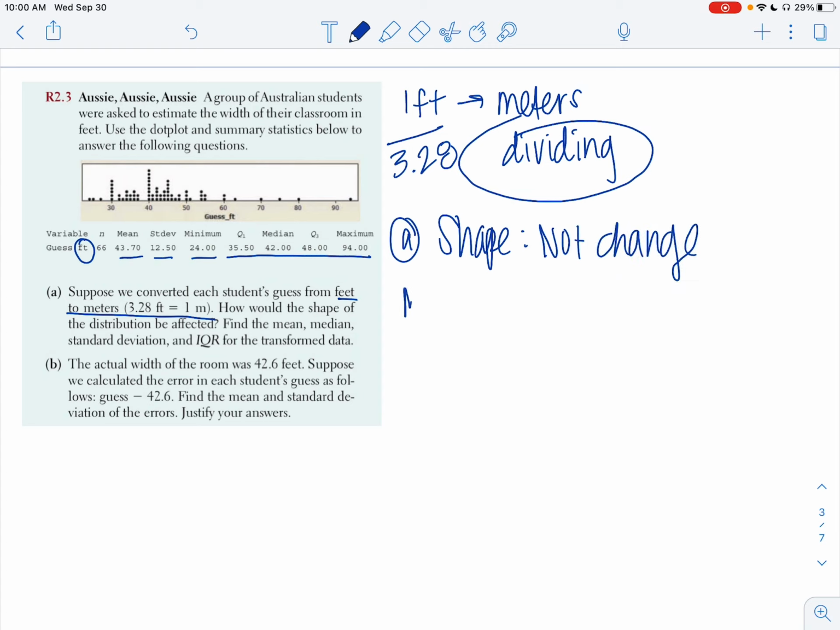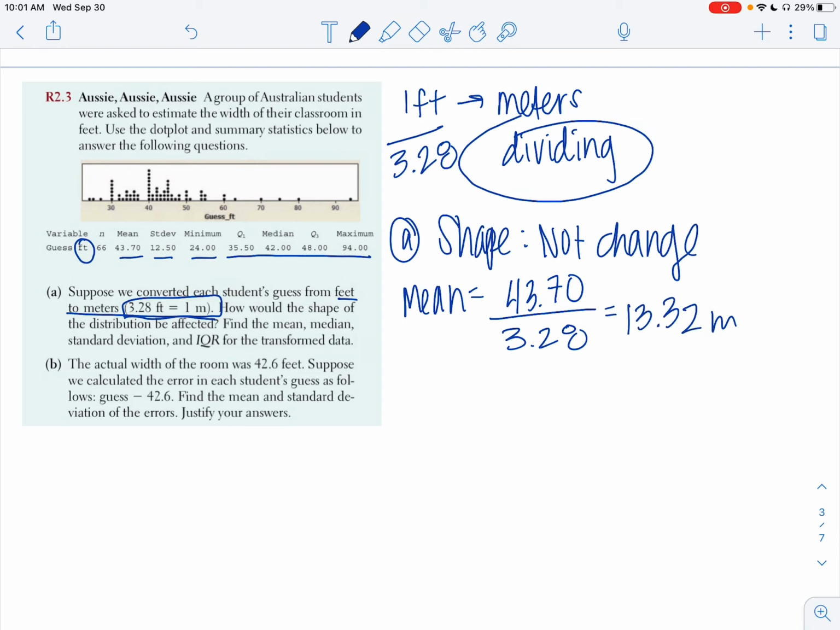They also want to know the mean. So we would take the mean 43.70 and divide it by 3.28. The 3.28 comes from the conversion from feet to meters. Our new mean would be 13.32 meters. Our median, the middle value, would also get divided, so we'd take 42 from the chart and divide it by that conversion factor, 3.28, and that's going to give us 12.80 meters.